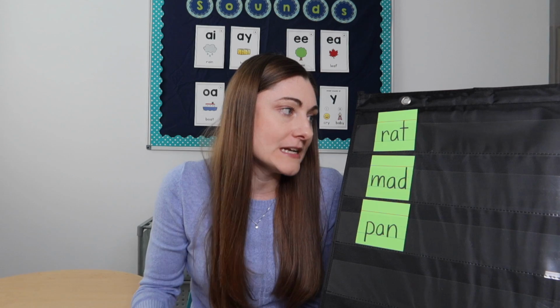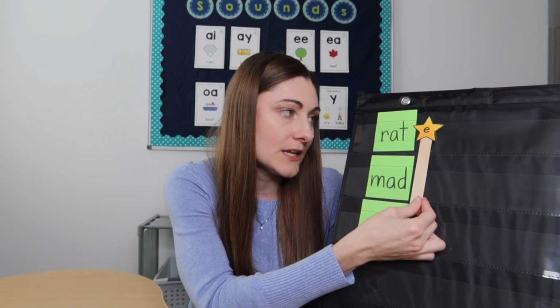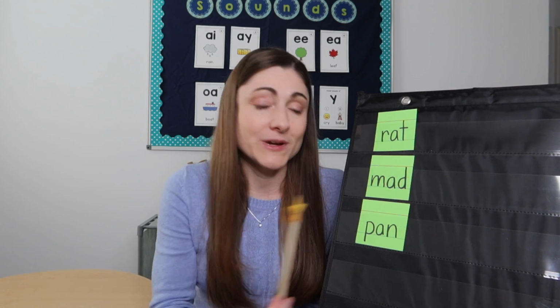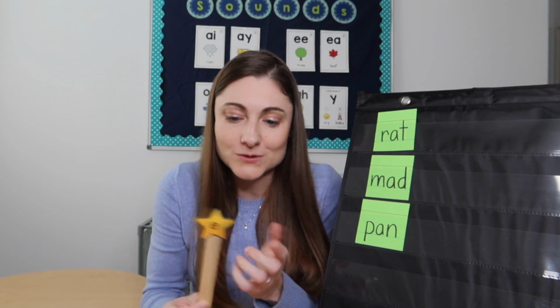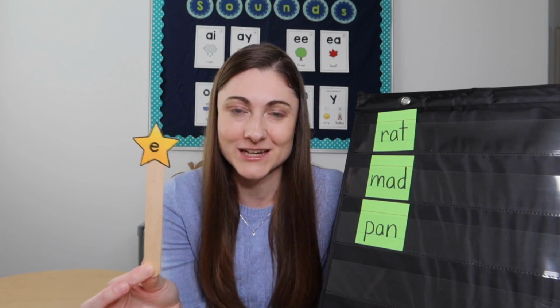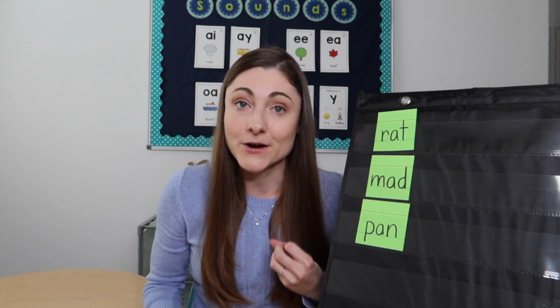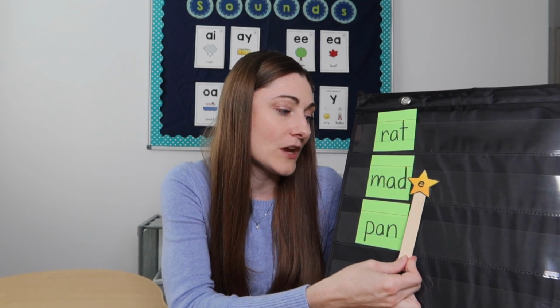So you can have them read down like rat, mad, pan, and then they use their magic E puppet: rate, made, pane. So again, this doesn't take long to set up. You can even have your kids cut out the little stars and assemble their own magic E puppets. That's super fun. This is just an easy way to get kids to start with what they already know, being CVC words in this case, and then use that knowledge to add a silent E and change the sound of the vowel.